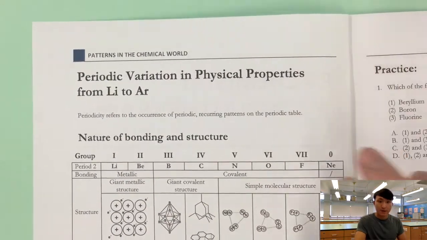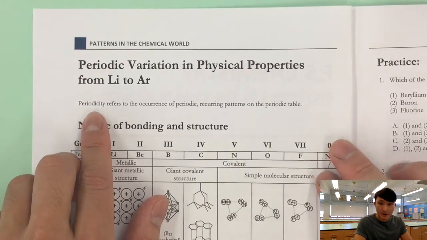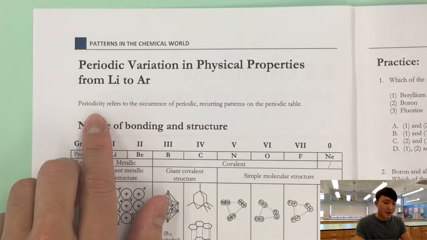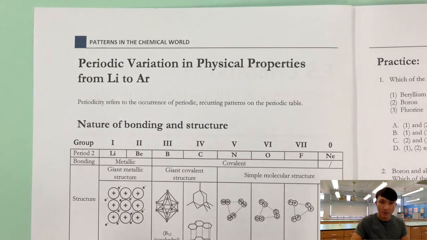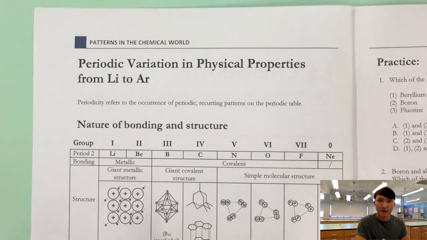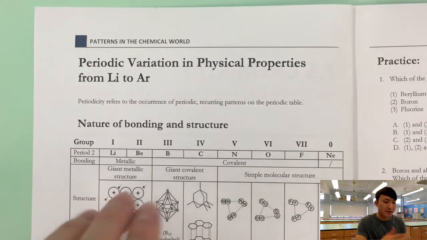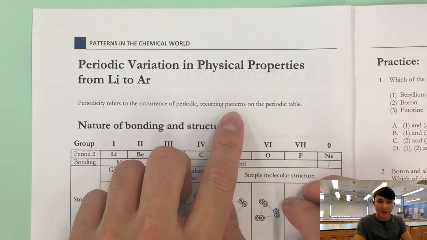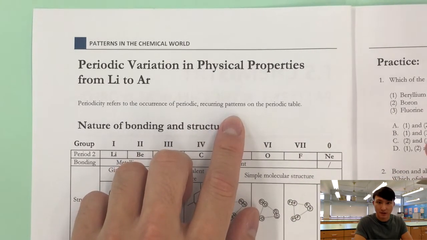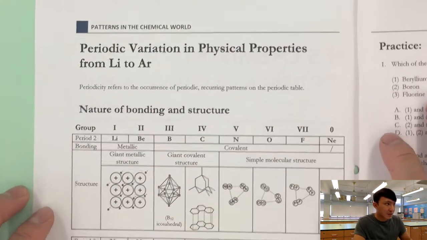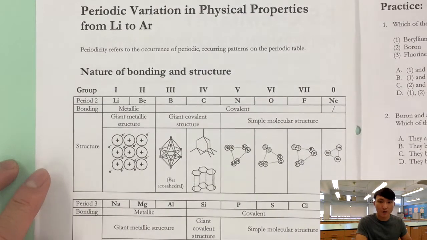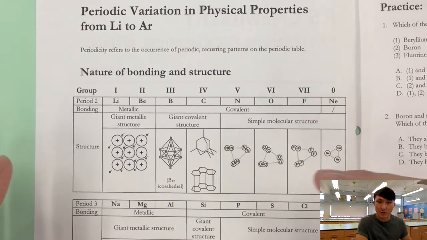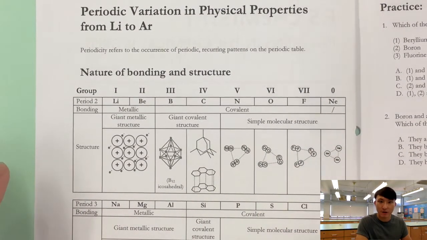Now, first of all, periodicity. Do you still remember this term? Periodicity basically means that across the periodic table, no matter you go across the period or down the group, there are some recurring patterns. So periodicity is talking about this recurring pattern that is exhibited on the periodic table. Now down here, this one is basically outlining all the bonding and structure of period 2 elements as well as period 3 elements. And from there, we are able to observe some periodic recurring pattern.